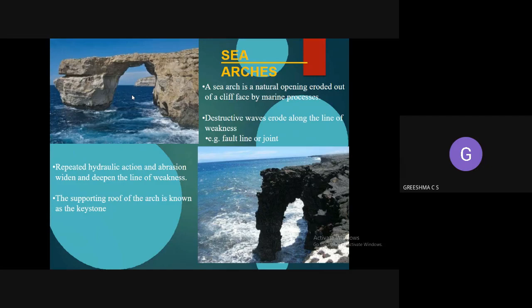And one more thing, you can see a top portion. There is a supporting roof like this, right? So this portion is called the keystone. You can see in this figure this portion. The opening in the roof-like portion at the top is called the keystone.